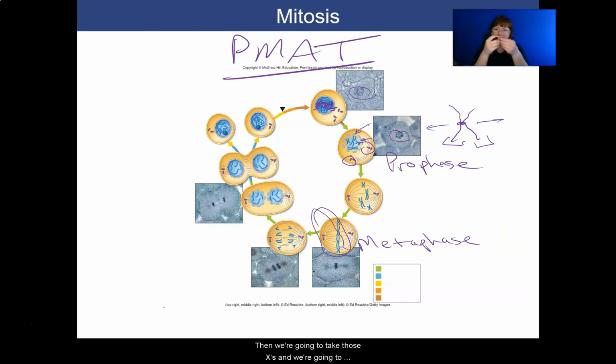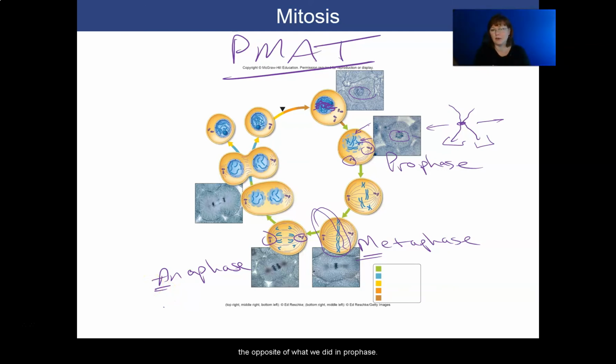Then we're going to take those X's and we're going to pull them apart and pull those copies of the chromosomes apart towards opposite poles and towards those centrioles right here. And that is going to be called anaphase. You can think metaphase, the chromosomes are in the middle, and in anaphase, they're apart. They're getting pulled apart.